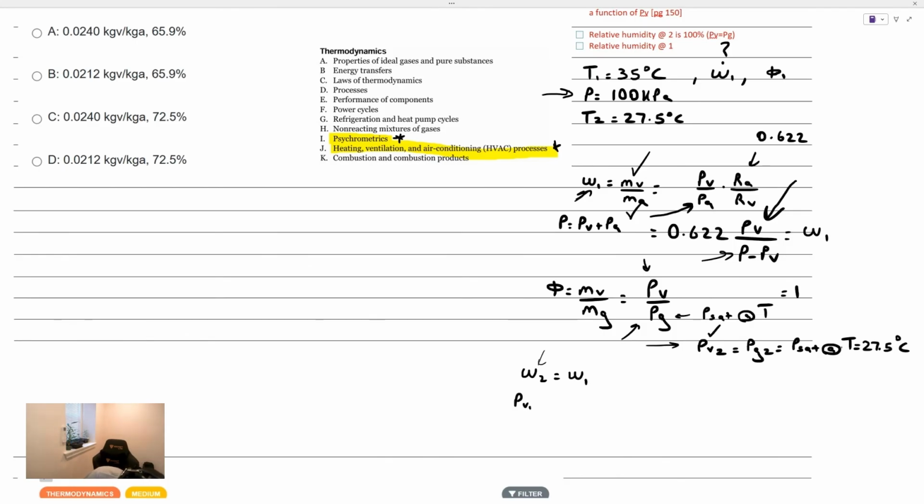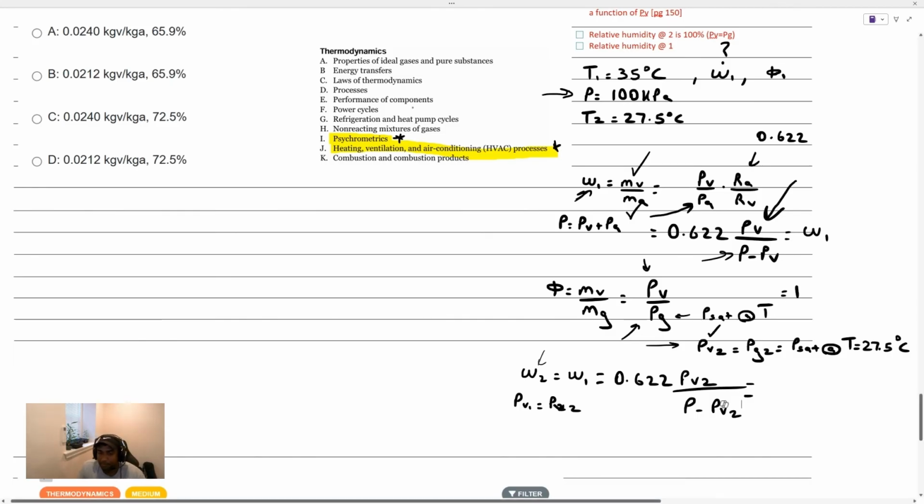Note that PV1 is equal to PV2. Okay. So let's go ahead and quickly find this omega value. That's just equal to 0.622 multiplied by PV. Now we can easily find that PV2 value is the same as PV1 divided by the given P minus PV2. Let's go ahead and compute this value here.